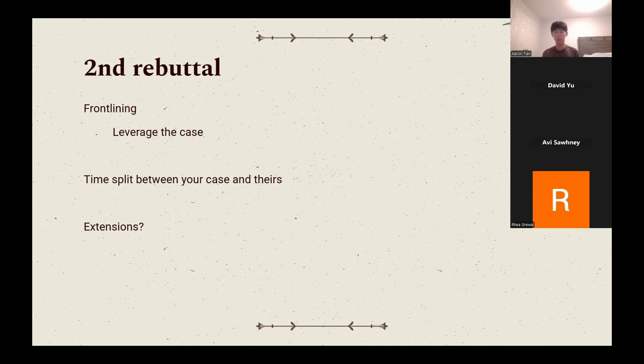And especially for those judges who might have those preferences, I would recommend collapsing a lot earlier, because if you had to extend and also frontline and then respond, well, then the time allocation gets even more skewed, and you definitely don't have time to extend 2 or more arguments.